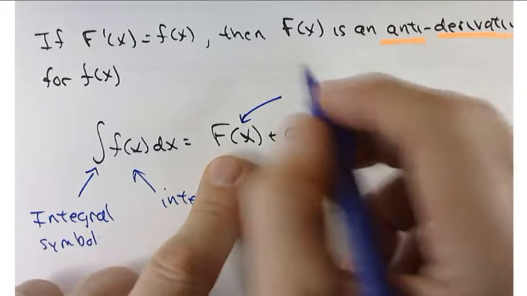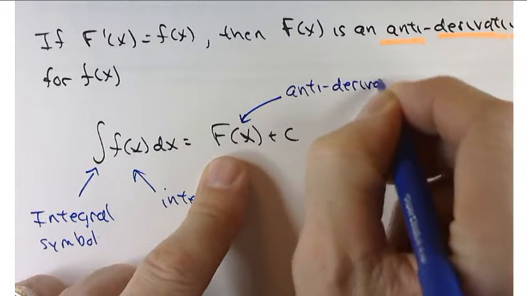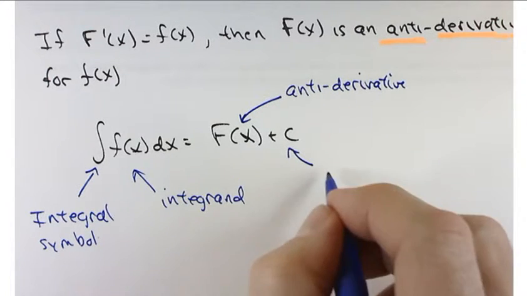F of x, of course, is your antiderivative. And c is the constant of integration.